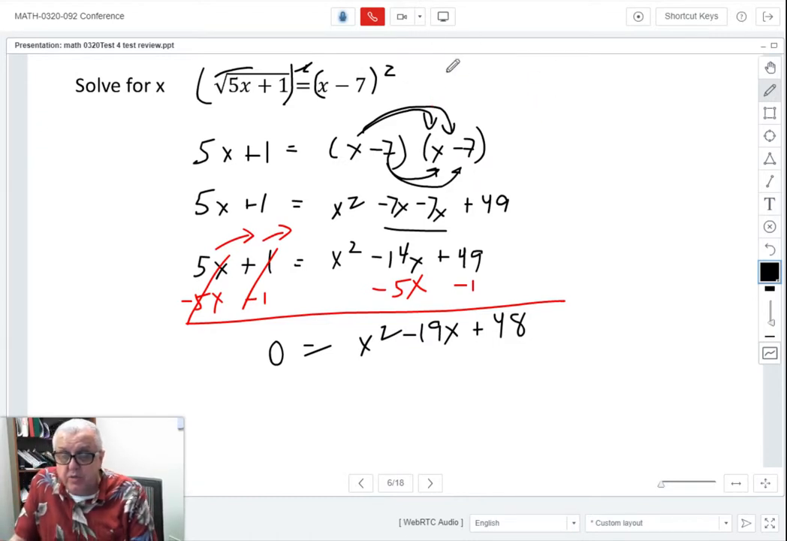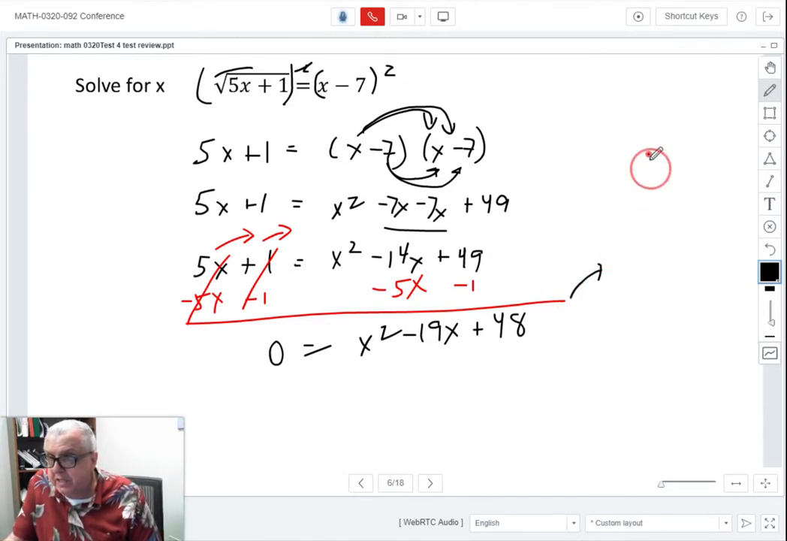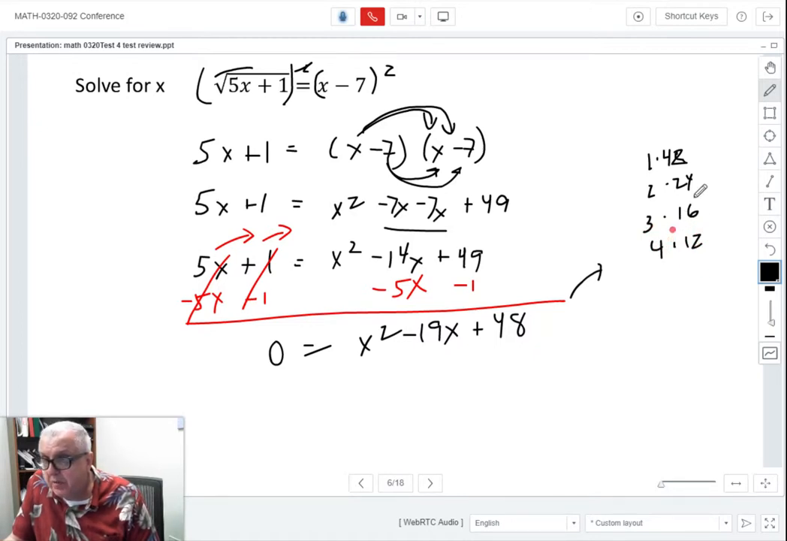All right, so now I have everything on one side and it's equal to 0. I have to factor. 48 is 1 times 48, 2 times 24, 3 times 16, 4 times 12. I think I see the answer right here. Negative 3 and negative 16 is a negative 19. When I multiply negative 3 times negative 16, I get a positive 48.